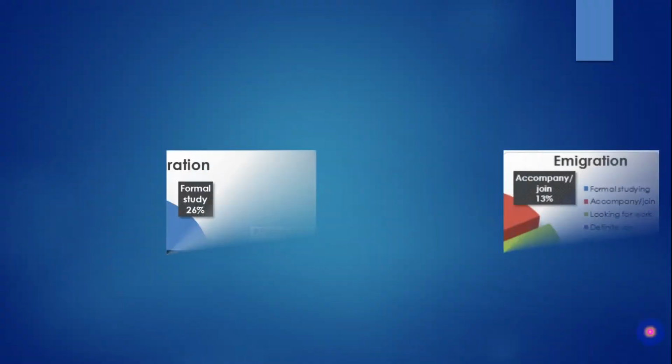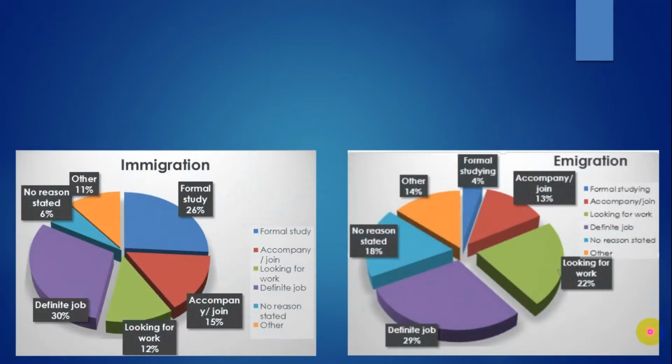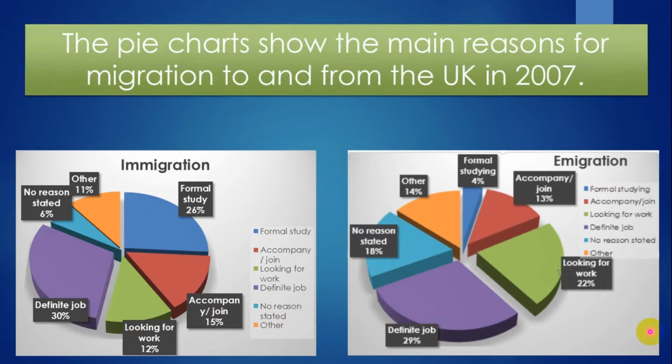Okay, just imagine we are given these two pie charts. They represent data on migration rates into and from the UK in 2007. As you can see here, they consist of the same parts: formal studying, accompanying and joining, looking for a job, definite job, no reason stated, and other. We must give brief information on them and compare where relevant.